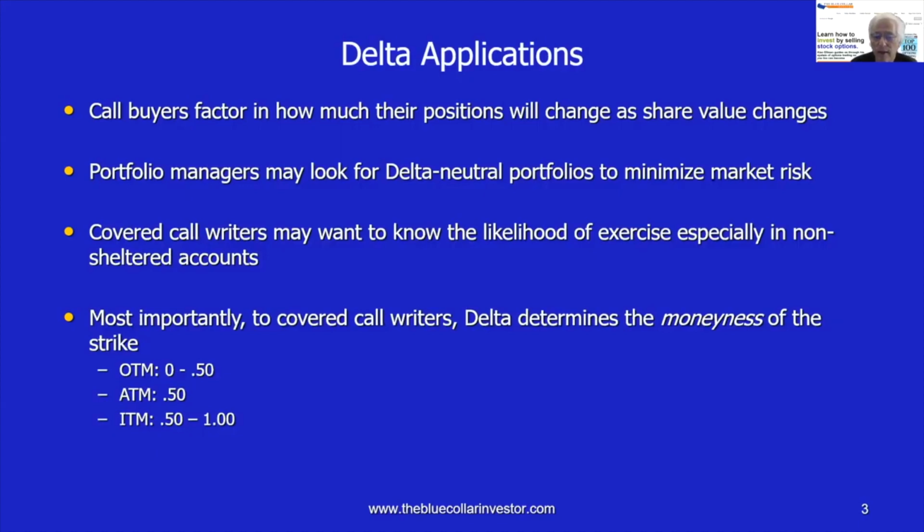So if we were to break down the moneyness of the strike, out of the money strikes have deltas between 0 and 0.5 or 0 to 50 for the contract, at the money 0.5 or 50 for the contract, and in the money 0.5 to 1 or 50 to 100 for the contract. So the deeper in the money we go, the closer to 1. The deeper out of the money we go, the closer to 0.